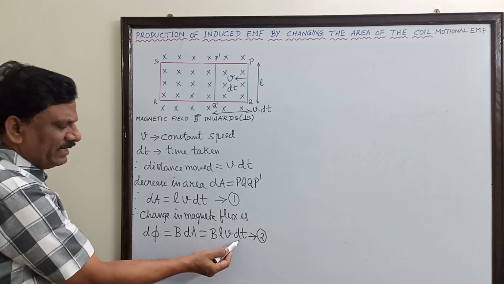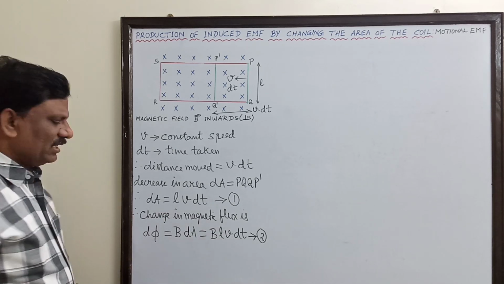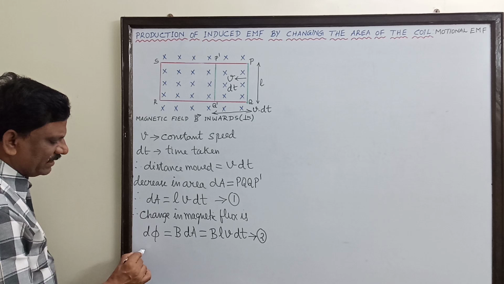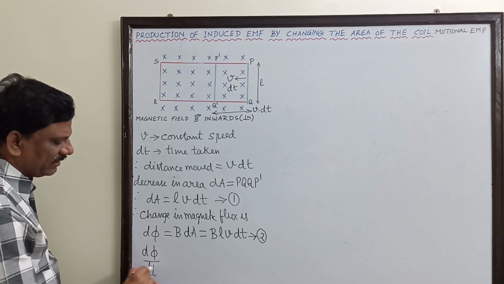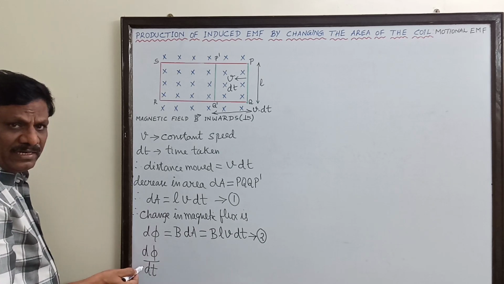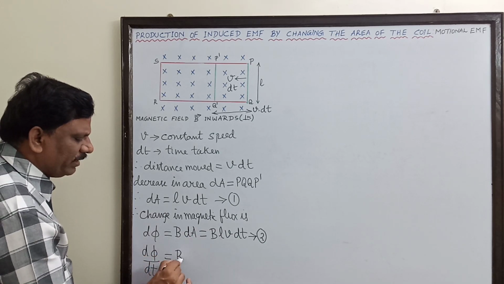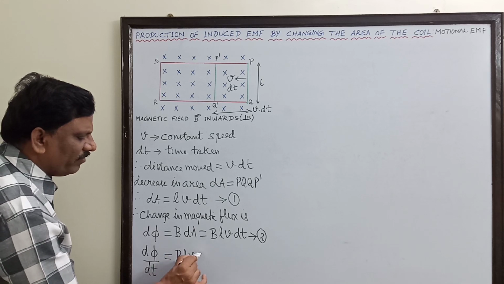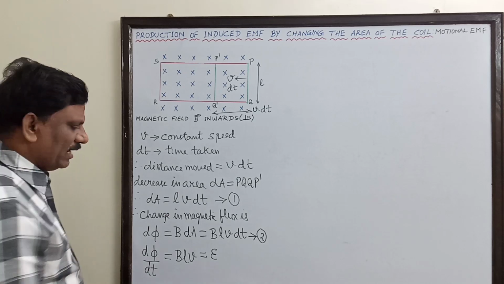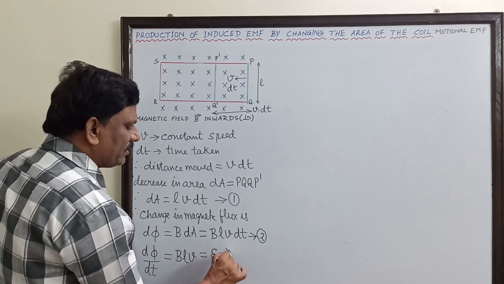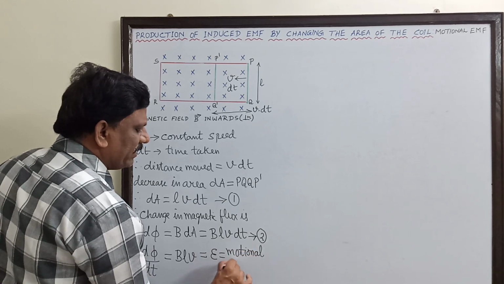Now this term dt, that is the time during which the flux has changed. So the rate of change of magnetic flux, d phi by dt. This dt is brought to the denominator on the left hand side. What will be the remaining term? That is B into L into V, and this is denoted with a symbol epsilon, and this only is called as motional EMF. Understand that?